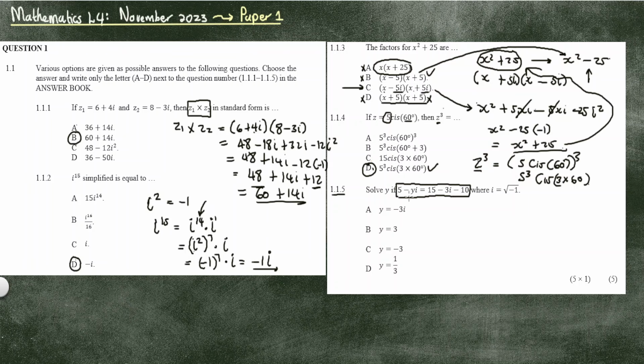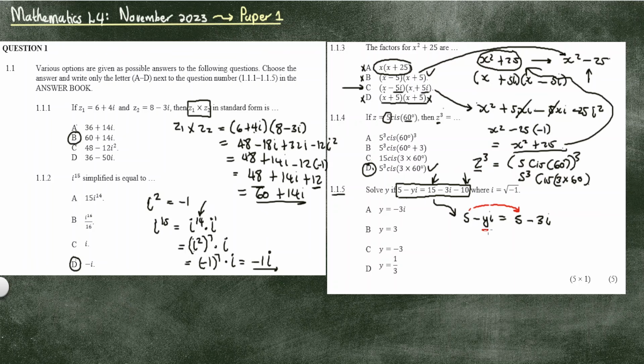Look, the y is the coefficient of the imaginary number. Let's do some simplification first. So the left hand side is fine, there are no like terms. However, on the right hand side, the 15 and the 10 are like terms. 15 minus 10 gives me a 5, minus 3i. Okay, minus 3i. So as you can see, this 5 and this 5 are equal.